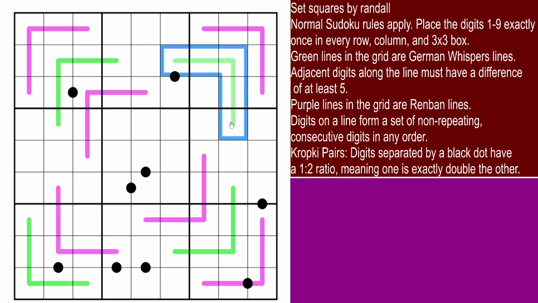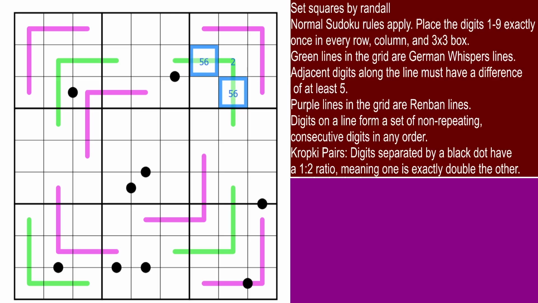So these green lines are called German Whisper lines, and the property they have is that any two consecutive digits on this line must have a difference of at least 5. So if you have 2 here, then the only digits you can have next to it are 7, 8, 9. You cannot have anything else here. You cannot have 5 or 6 because they are not 5 apart from 2. So that's the property of a German Whisper line.